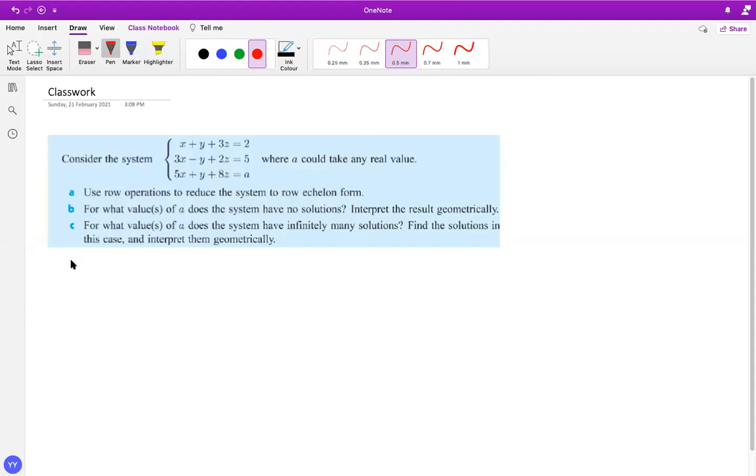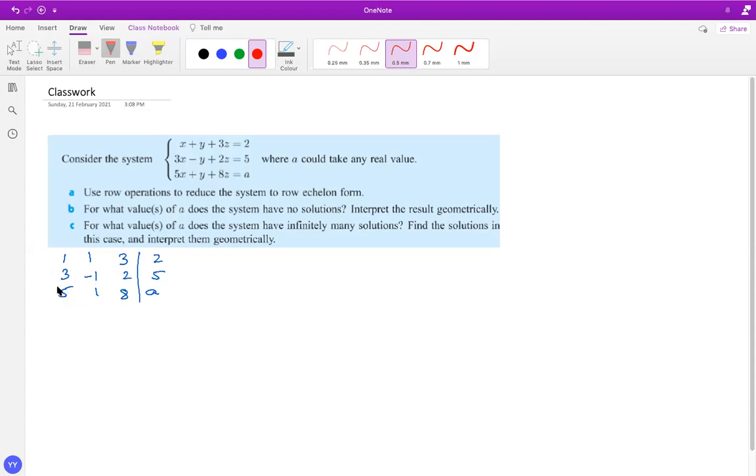For this one, first what we do is make the row echelon form, which is 1, 1, 3, and 2. We get 3, negative 1, 2, and 5. 5, 1, 8, and A. Now make sure you double check each number before you go ahead, because once you make a mistake in any of these numbers, the entire working is going to be wrong.